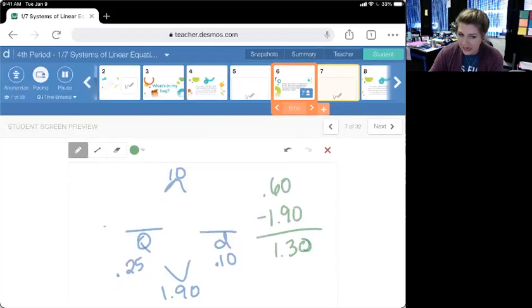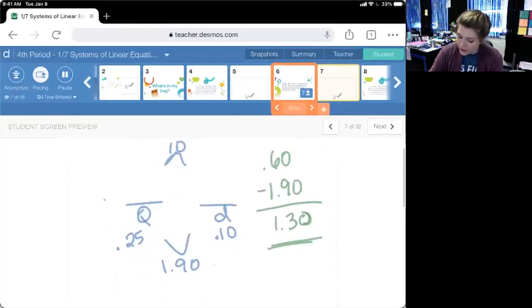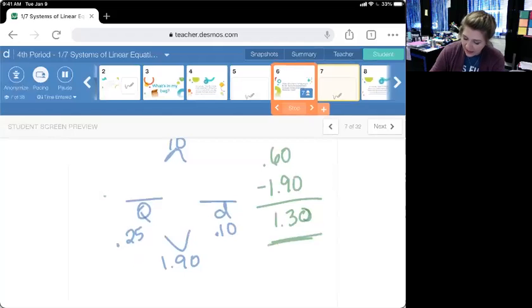$1.30. Can any amount of quarters give me $1.30? No, right? Also, when you're doing these problems, you can't have half a quarter, right? You can't take a quarter and cut it in half, because if I take a quarter and cut it in half, is it still a quarter?